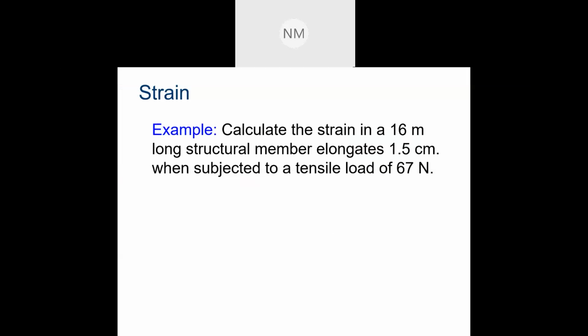Are you able to see the question? Yes, sir. So you have to find out what. This is very simple, the simplest numerical that you can see. Strain in a 16-meter long structural member, and it elongates 1.5 centimeter when subjected to a load. So you have to find out the strain. It is 11:41 now. I'll give you 2 minutes to solve it. Whoever can say the answer, you have to tell me.